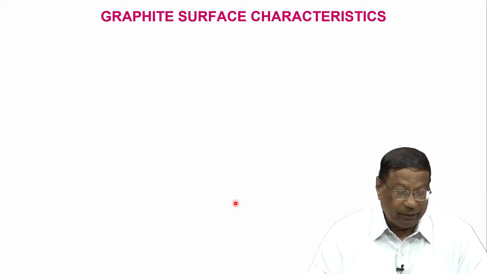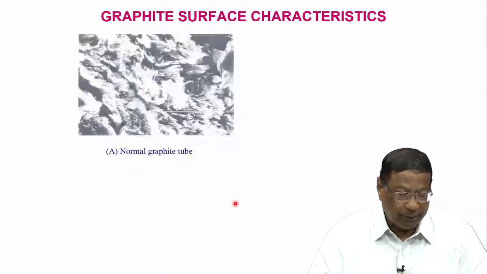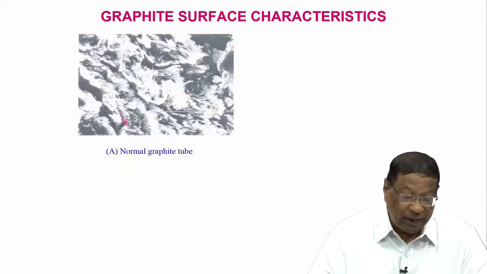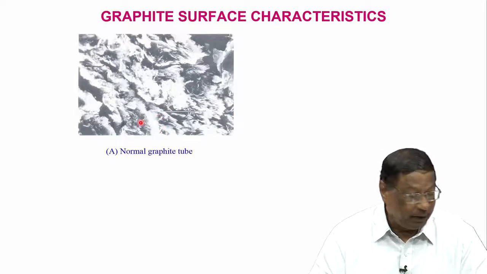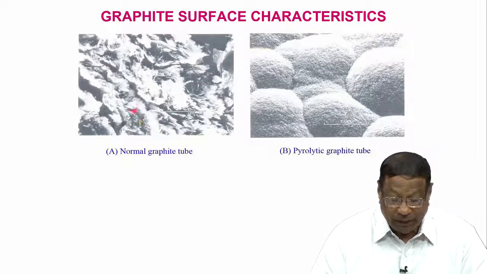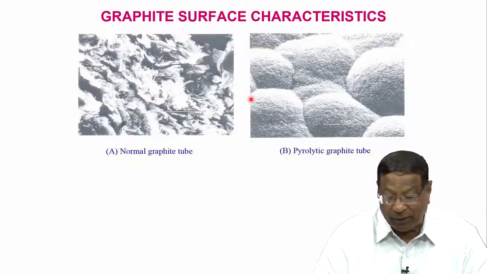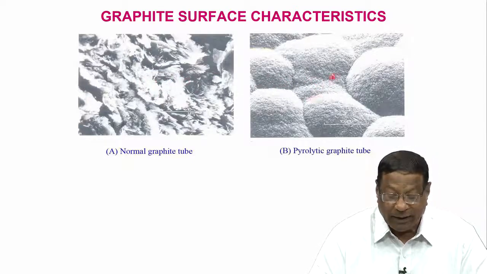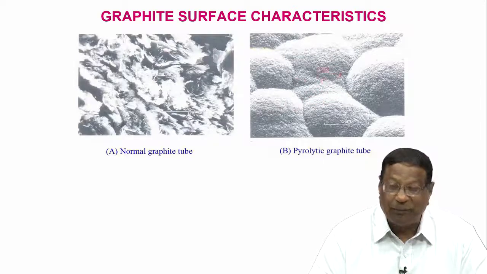Okay. So, this is the surface of graphite. Essentially it is a carbon surface. This is a normal graphite tube. Now, this one on the right is a pyrolytic graphite tube. You can see the surface of the normal tube is much rougher, because the pyrolytic graphite tube is very smooth compared to this.